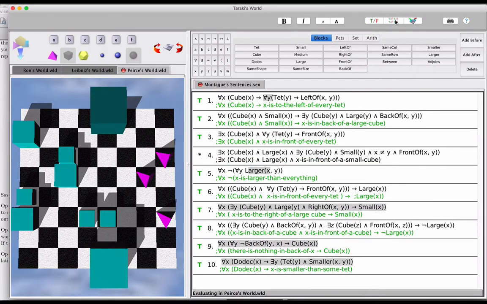All right, let's check again. Missing, again, another closed parenthesis. All right, so everything comes out true in Peirce's world. If I said Pierce, sorry, it's an accident.